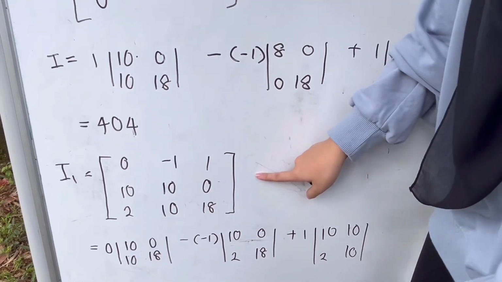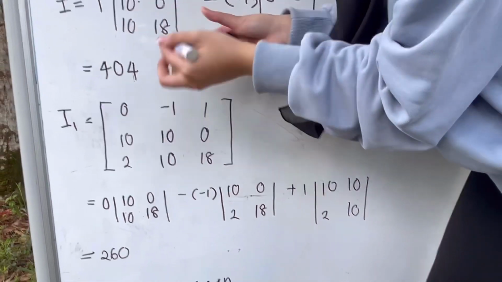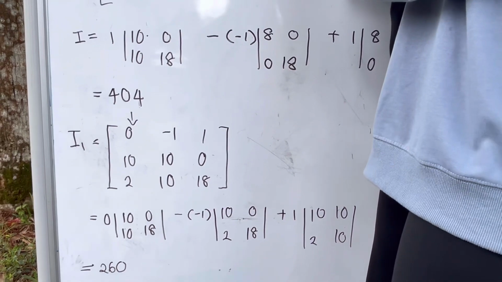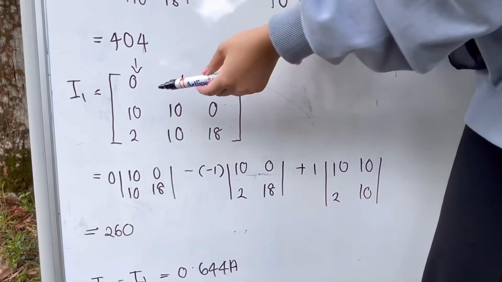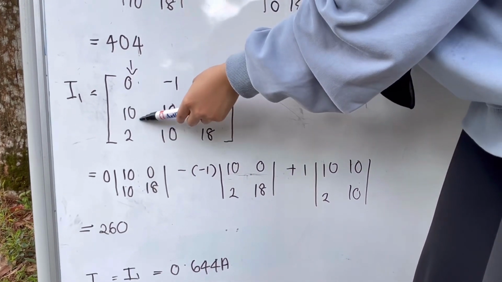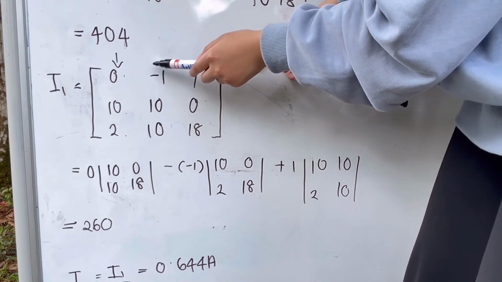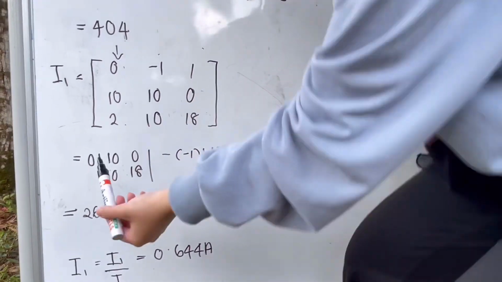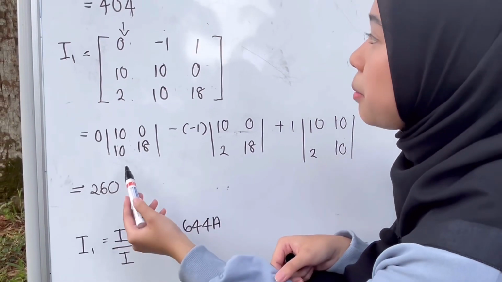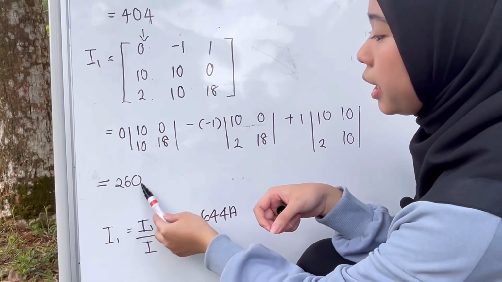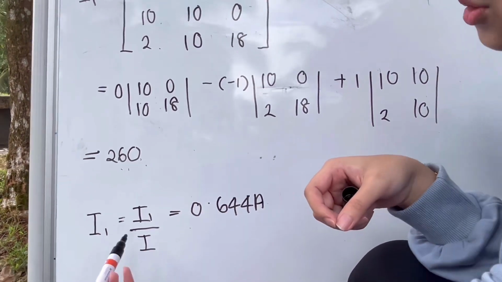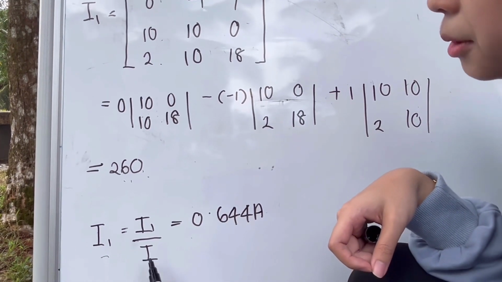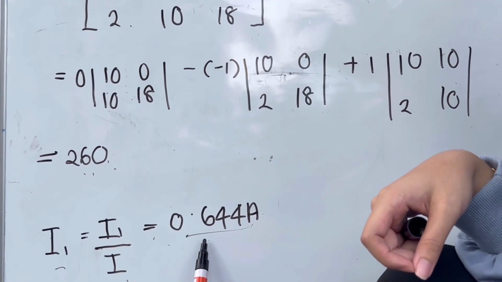And for I1, do the same thing, but in the column of x, we replace it with the equation sign. So the equation column is 0, 10, 2. And this column and this column do the same thing. And then by using the same method, we will get 260. And to get I1, divide by the determinant, and we get this answer.